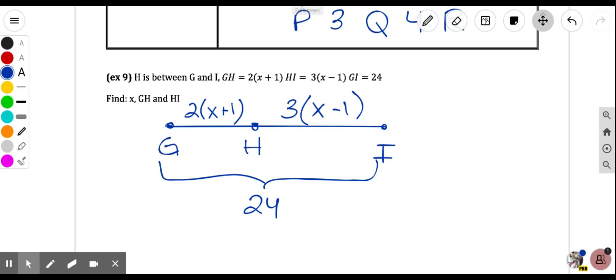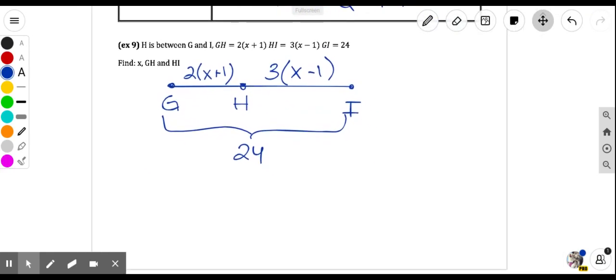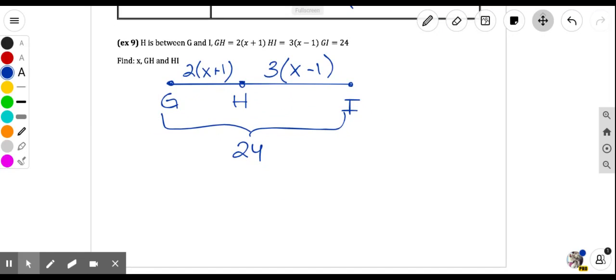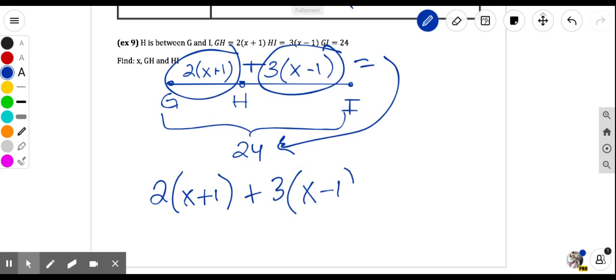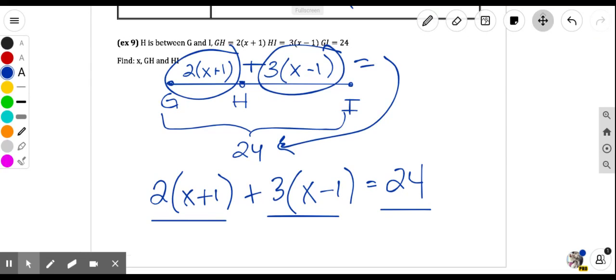So what we're going to do is set up an equation to represent the situation. We do this a lot in geometry. So we just learned this rule, segment addition. And so now we're going to use what we know about the picture to write an equation. And so what that looks like is we're going to have GH plus HI, and we're going to set it equal to 24. And then you solve. So it looks like this. 2 times x plus 1 in parentheses plus 3 times x minus 1 equals 24. See how this represents segment addition? This is GH, this is HI, this is GI. So small plus small equals big. And then you just solve for x.